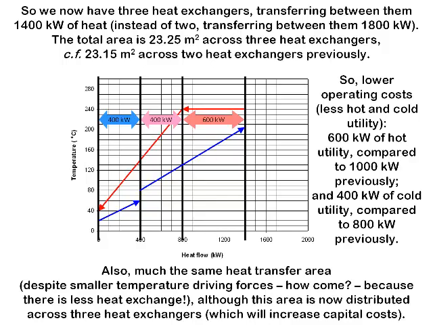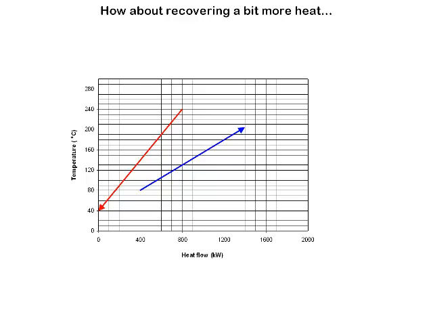But as we've said, this total area is now distributed across 3 heat exchangers, and that's going to be more costly than 2 heat exchangers with that total area. Okay, so that's illustrated heat recovery and the amount of heat recovery that we could get and the benefits and consequences of doing so. How about recovering a bit more heat?